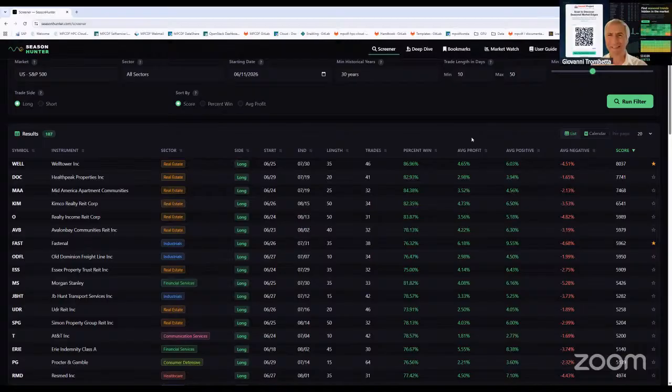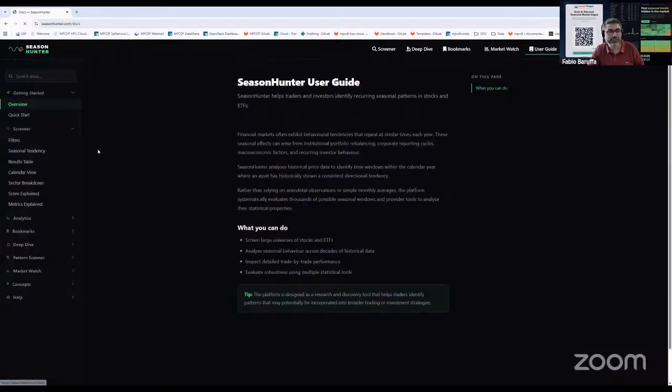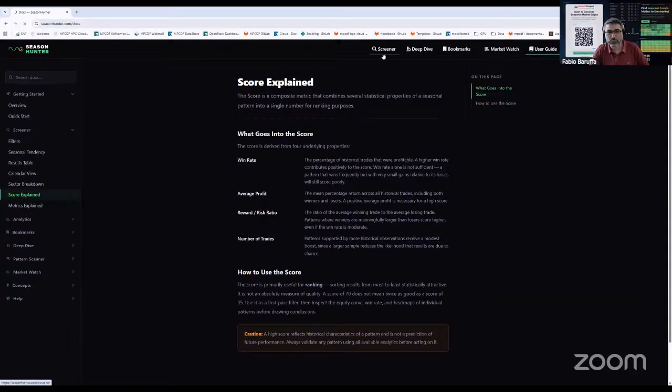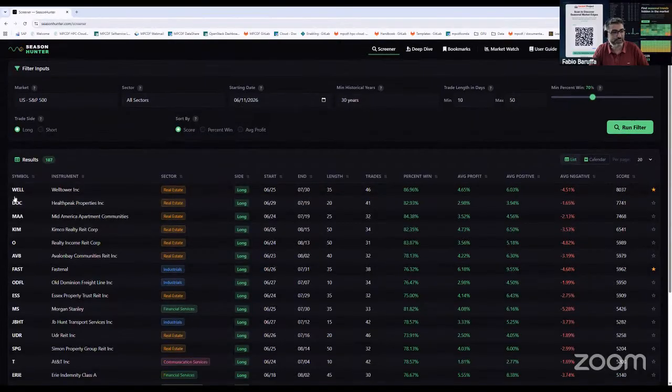Well, the one we were talking about, Welltower. Yes. What I tell you is that all the metrics here have been very well described in the user guide. If you are not familiar or want a reminder, go to the user guide. You just search what a score is here and you have some explanation. But never mind, I want to go here and look at your ticker, Giovanni.